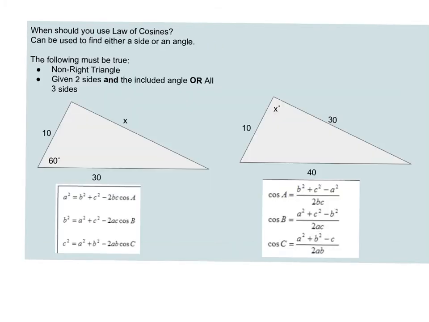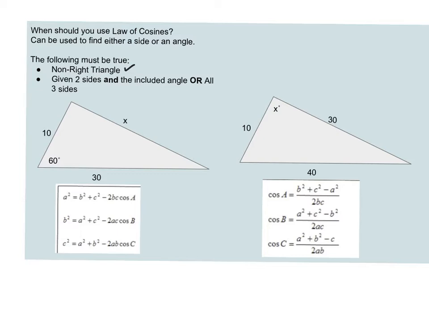Okay, when do you use the law of cosines? There's really only two specific situations. First of all, it cannot be a right triangle. So the first thing is it has to be a non-right triangle. If it's a right triangle, then you're just going to use either SOHCAHTOA or the Pythagorean theorem. The second thing is there's two situations, and they're both here for you.